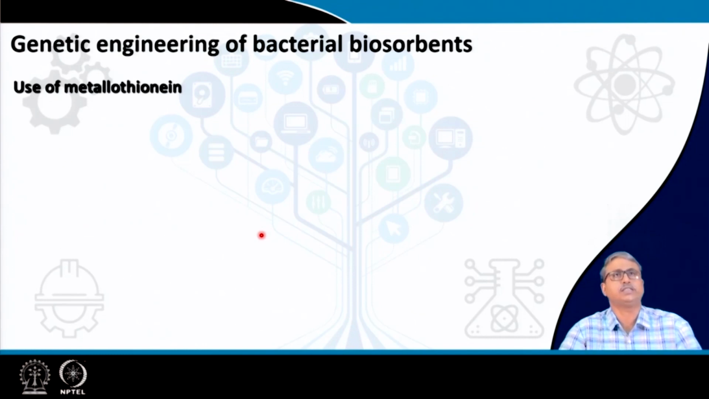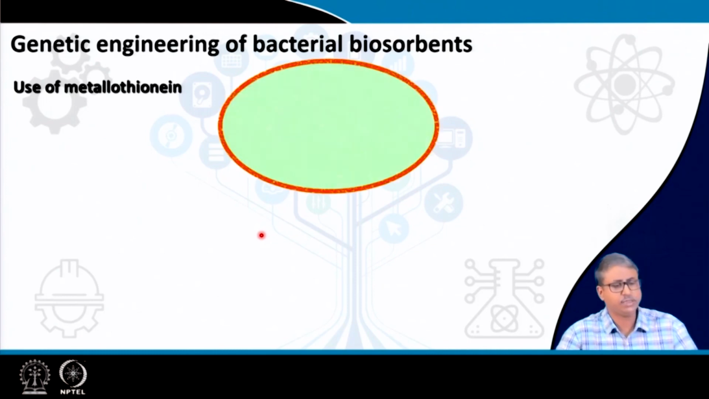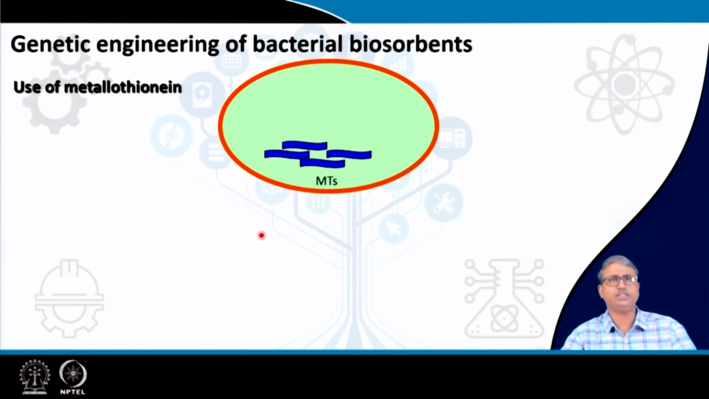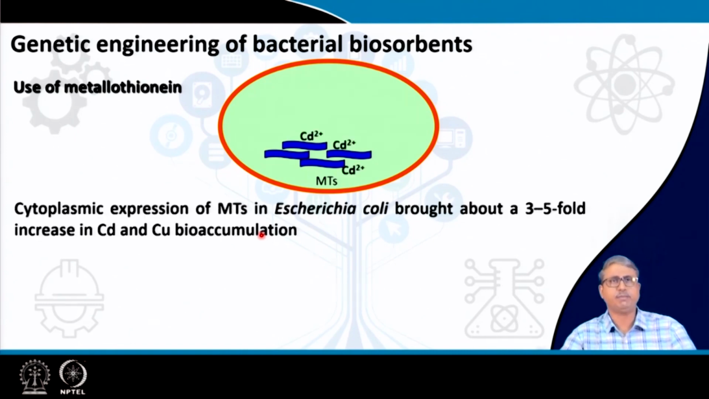Now, in the next section, we are going to discuss the genetic engineering of bacterial biosorbents, particularly using the concept of metallothioneins, which are low molecular weight cysteine rich proteins engaged in binding toxic heavy metals mostly in eukaryotic systems, but also present in cyanobacteria. So, these metallothionein genes are expressed in bacteria. For example, experimentally we express them in E. coli, and when we express the eukaryotic metallothionein in E. coli through genetic engineering, we found that they can efficiently bind and accumulate cadmium.